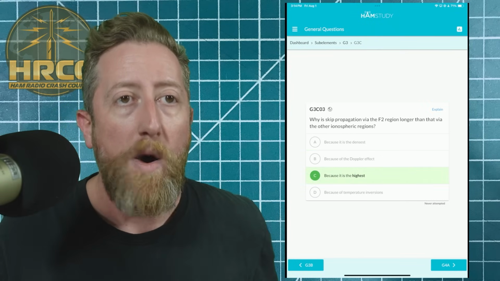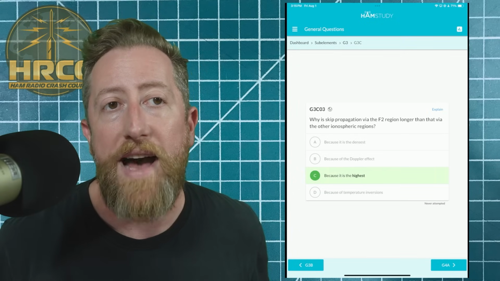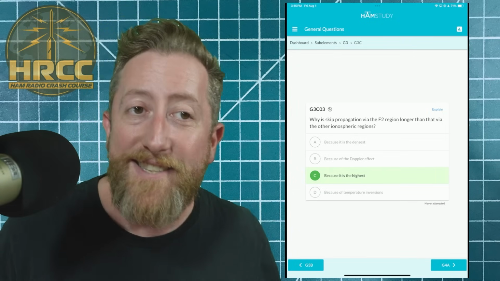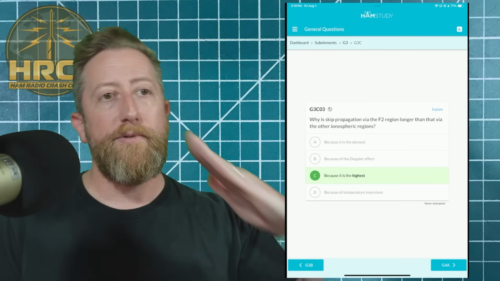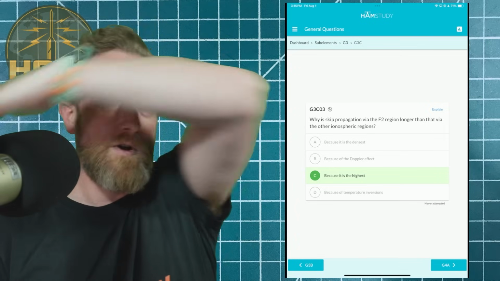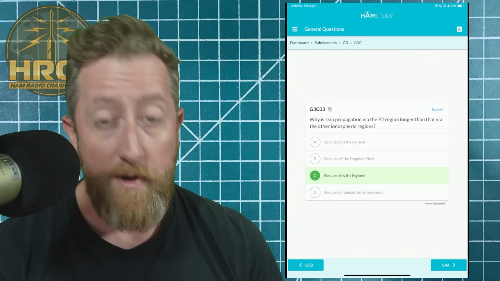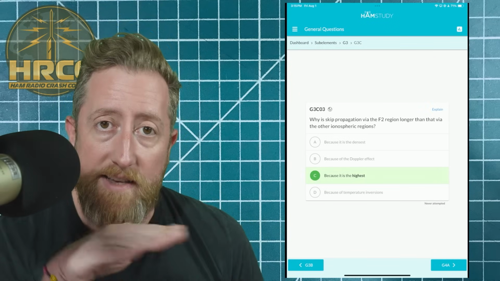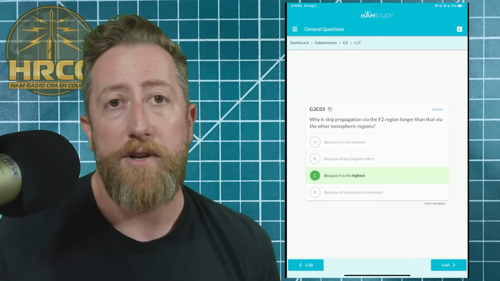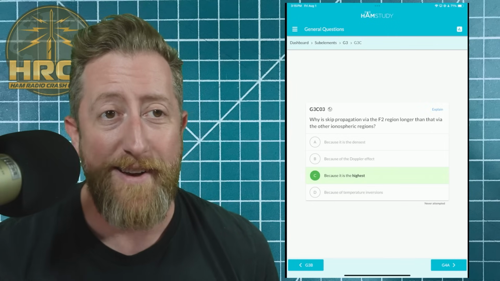Question 3. Why is skip propagation via the F2 region longer than that via the other ionospheric regions? And it's C because it's the highest. It means your triangle of refraction is at the highest point, meaning you get more distance from your takeoff angle, getting out and further away. So just remember, if your antenna has a low takeoff angle, and if you are working the F2 region of the atmosphere, you can get really far out, potentially over 2,000 miles.